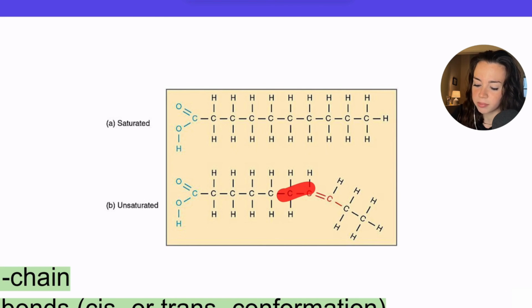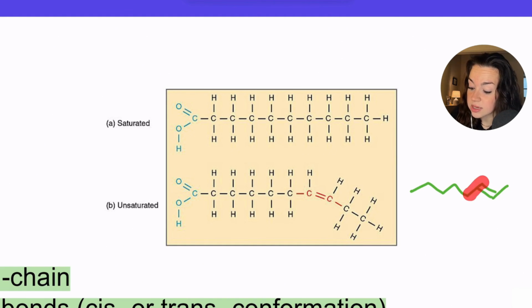It kind of looks like a little boat. However, if we had a chain like this, and then we had a double bond, and then the next leg after the double bond pointed in the opposite direction, creating more of a Z here, as opposed to the sort of boat configuration of the cis fat. When they point in the opposite directions and create the Z, that's called a trans fat.